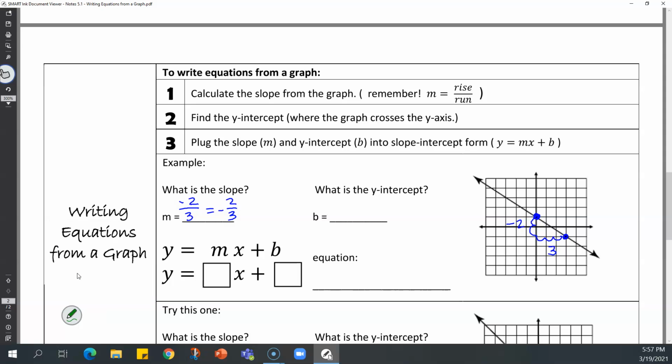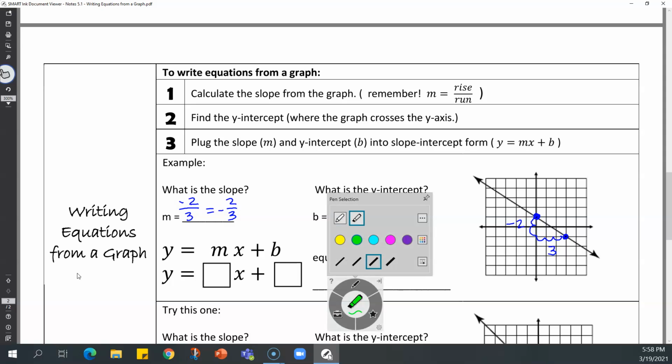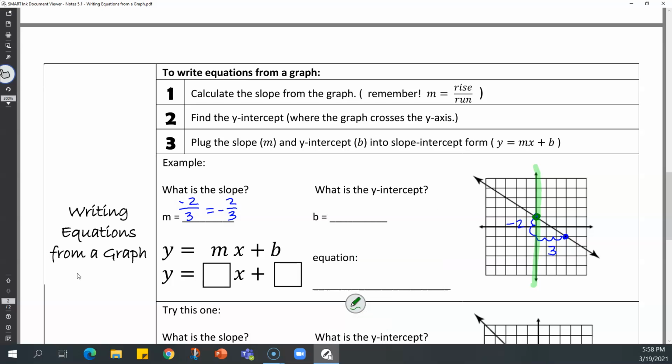My y-intercept, I'm going to come over here to the graph. I'm going to follow that y-axis, and I'm going to find where the axis and the line cross, which is right here. In this case, it's 1 up from the origin, so my b is equal to 1. Again, because it's up, I make it positive, always being careful with your signs there. So my y-intercept here is 1.